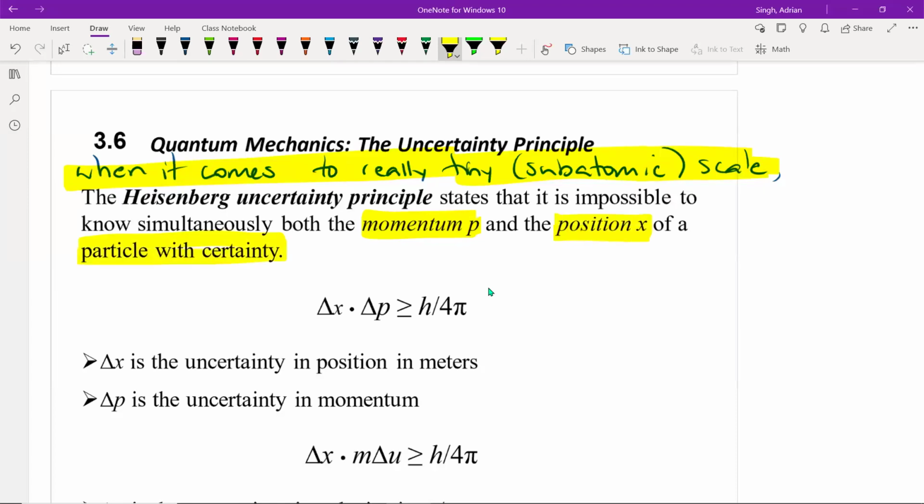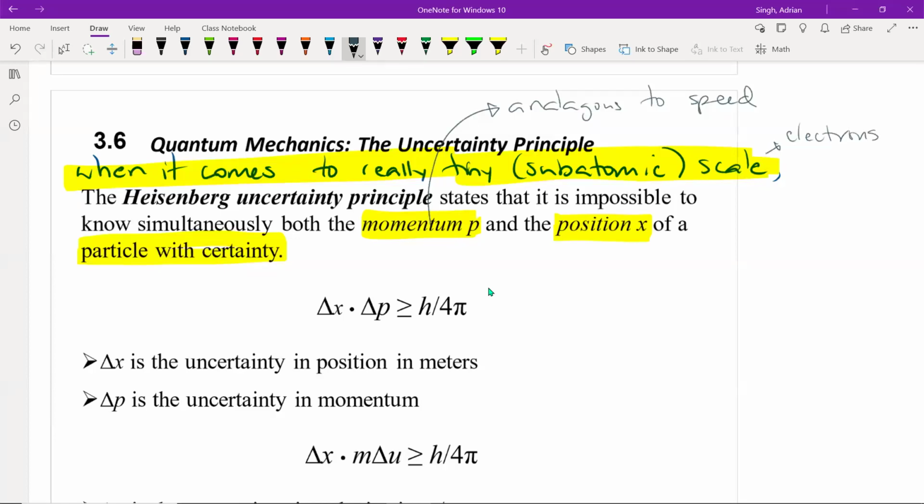Okay, and we can think of the momentum as being analogous to, it's not the same thing, but the momentum would be analogous to the speed. It's not the same, but it's very similar to that. So that principle, again, applies to subatomic particles. Specifically, now we're looking at the electrons.